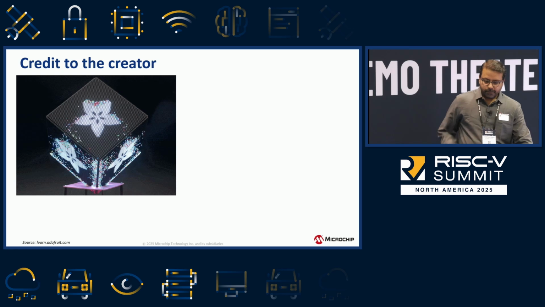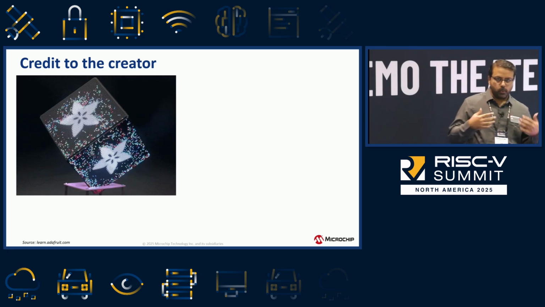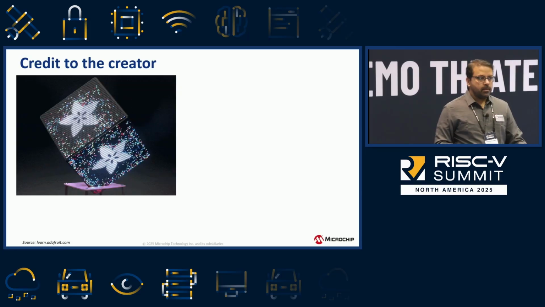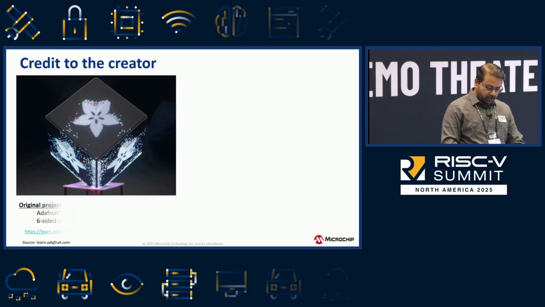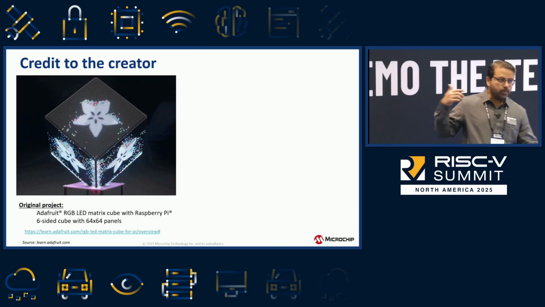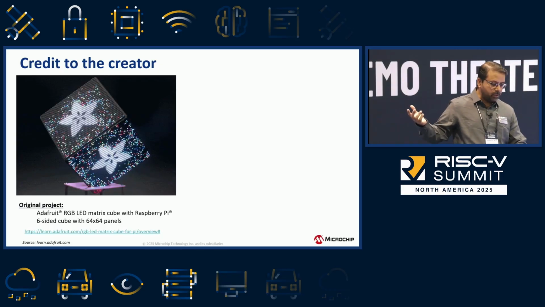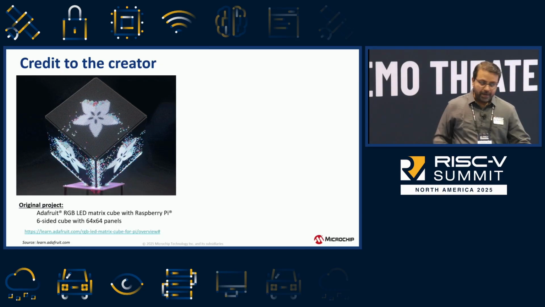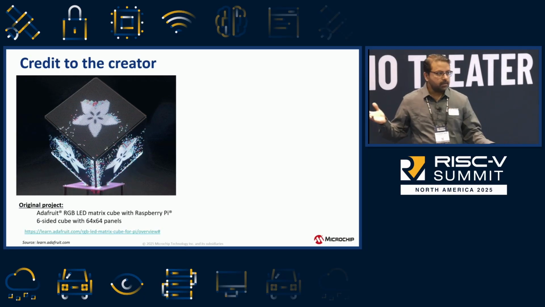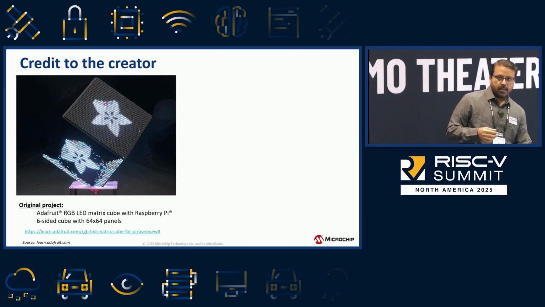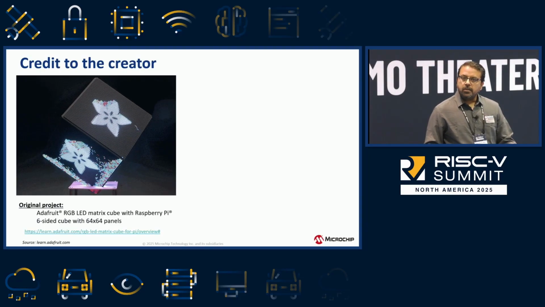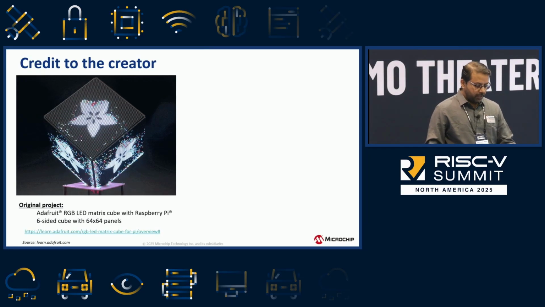To begin with, credit to the creator. We didn't do everything, right? What you see on screen here is actually an open source design that's available from Adafruit. It is an open source project that's published out there, and it's based on Raspberry Pi. We looked at it and saw that there are thousands of LEDs on it, and it's been running from a Raspberry Pi. We were just curious, how do you go about doing that, right?